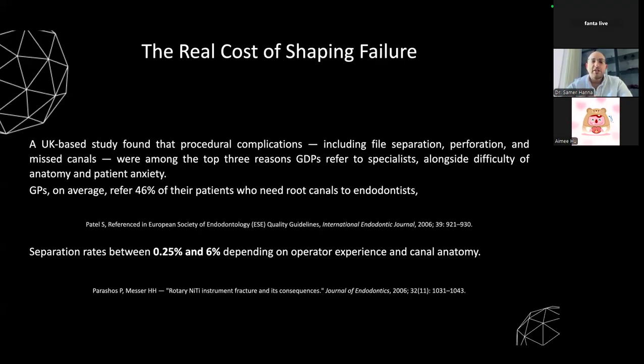Also, we can see that the separation rate of an instrument happens between 0.25 to 6%, depending on the operator experience and the canal anatomy. And this was in the Journal of Endodontics 2006. And actually, if you look at it, it's a big number. So in every 100 cases, if you treat like 50 or 40 cases per month, every couple of months you have 6 cases of fractured instrument. That's a big number. So there has to be a way where we can decrease this number from 6 to 0.25.